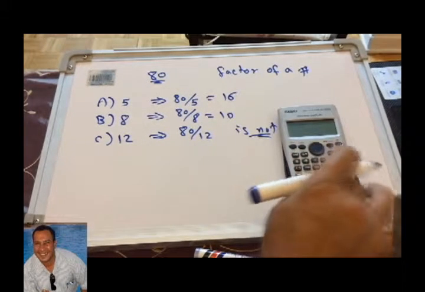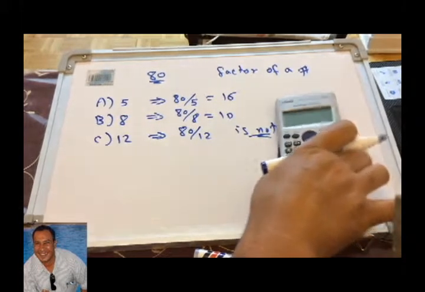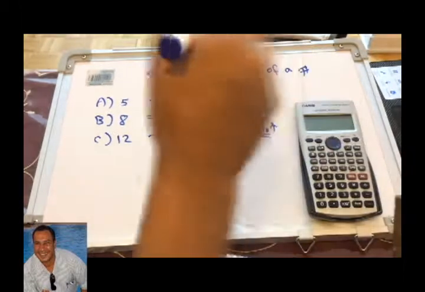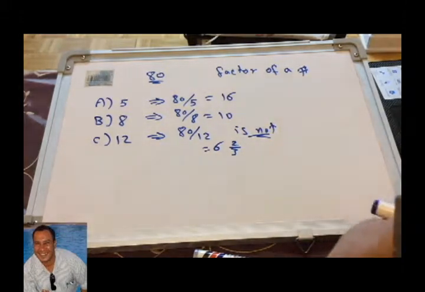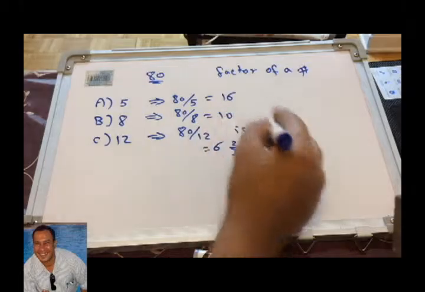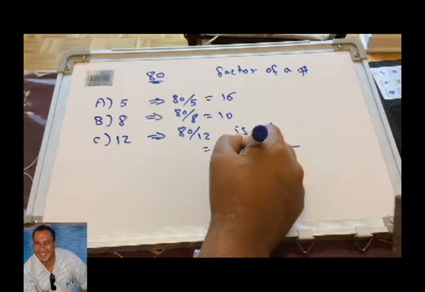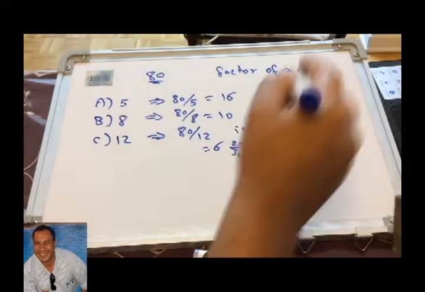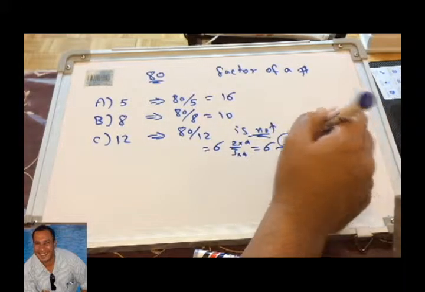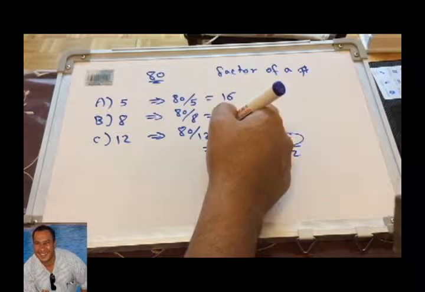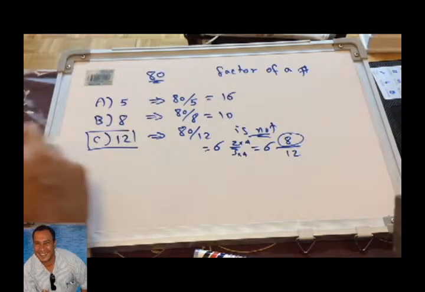divided by 12 equals, I want to make it a mixed number, 6 and 2 over 3. Since we divide by 12, this will be 6, and to make the 3 into 12, you have to multiply it by 4. This means 8 over 12. So the remainder is 8. So 80 is not divisible by 12. So 12 is not a factor of 80.